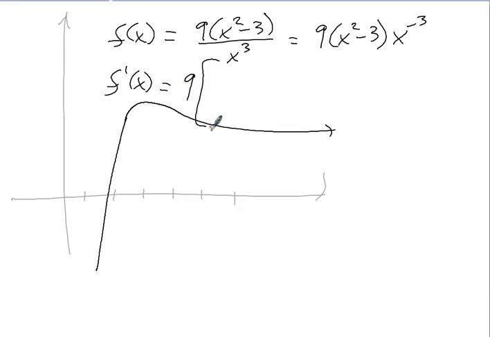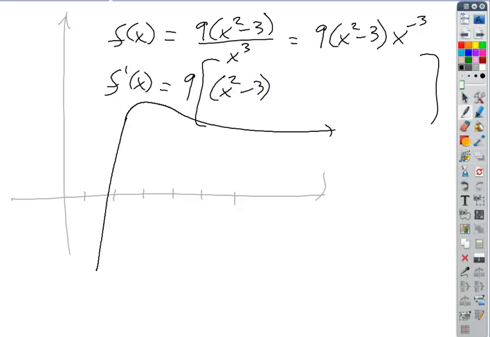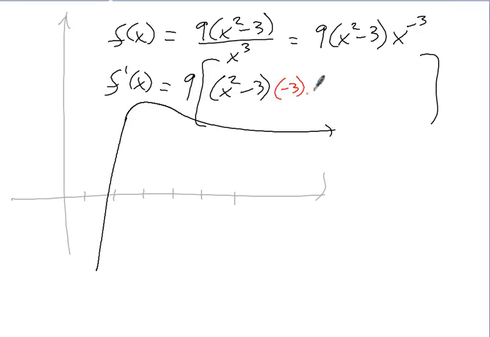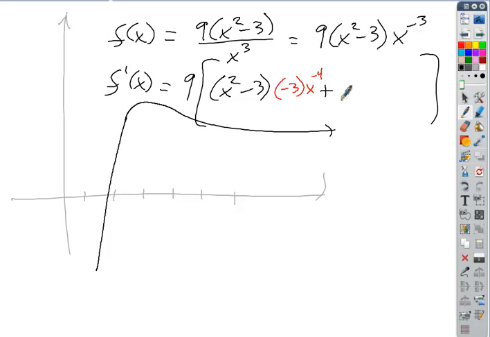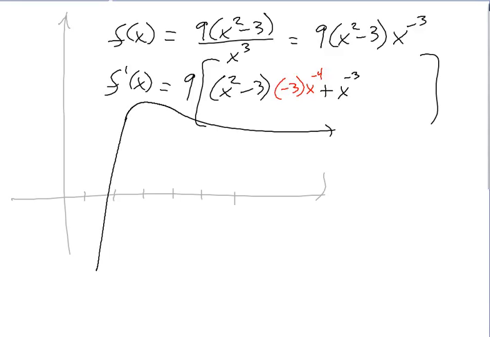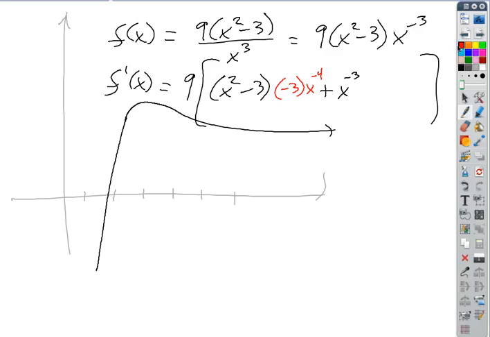And then, what do I get inside? So, first times derivative of the second, so that's going to be negative 3, negative 4. Okay, plus x to the negative 3 times 2x. That's 2x. Okay.